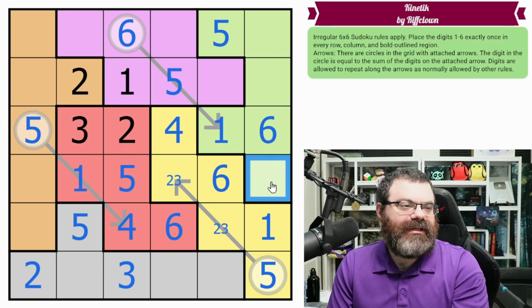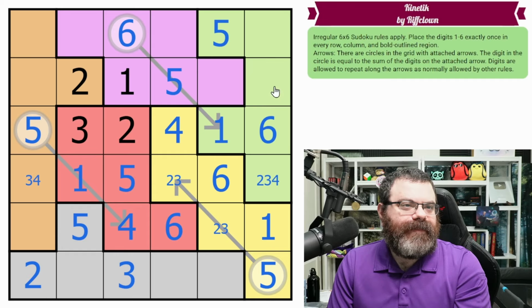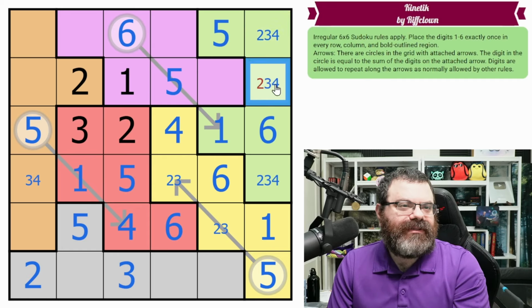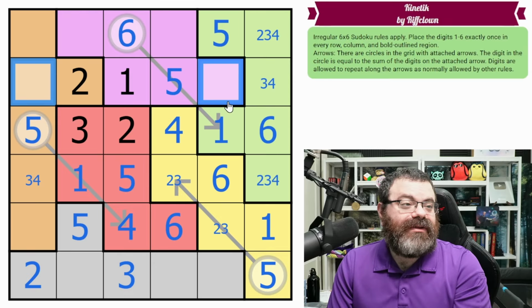Where's a good place to plonk? This is 2, 3, 4. Maybe not the best place to plonk then. These are also 2, 3, 4. It's not a 2. This whole row is 3, 4, 6. Yeah, where's the 6? Right here. This is 3, 4.